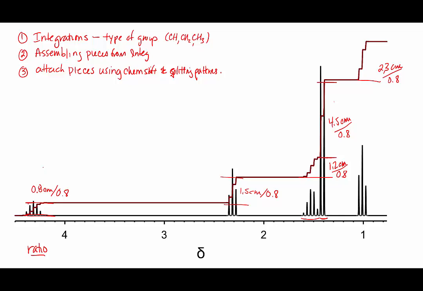So 0.8 divided by 0.8 would be 1 hydrogen. 1.5 divided by 0.8 is about 1.875, so I'm going to call it 1.9. 1.2 divided by 0.8 is 1.5. Again, these are the ratios. 4.5 divided by 0.8 is 5.6. And 2.3 divided by 0.8 is about 2.9. So there's my ratios. Now what we usually do is round up or down to give us the whole number of hydrogens that each peak represents. So 1.9 is going to say there are 2 hydrogens represented by that group.